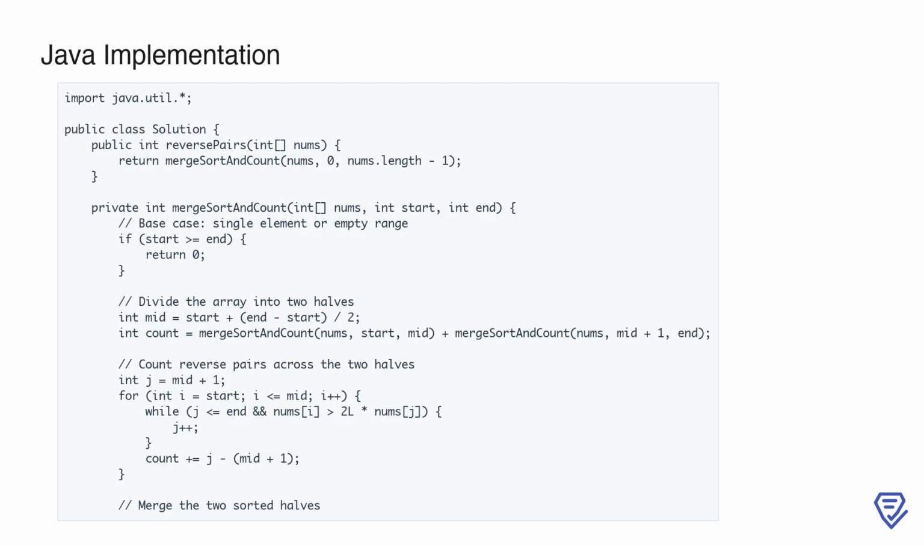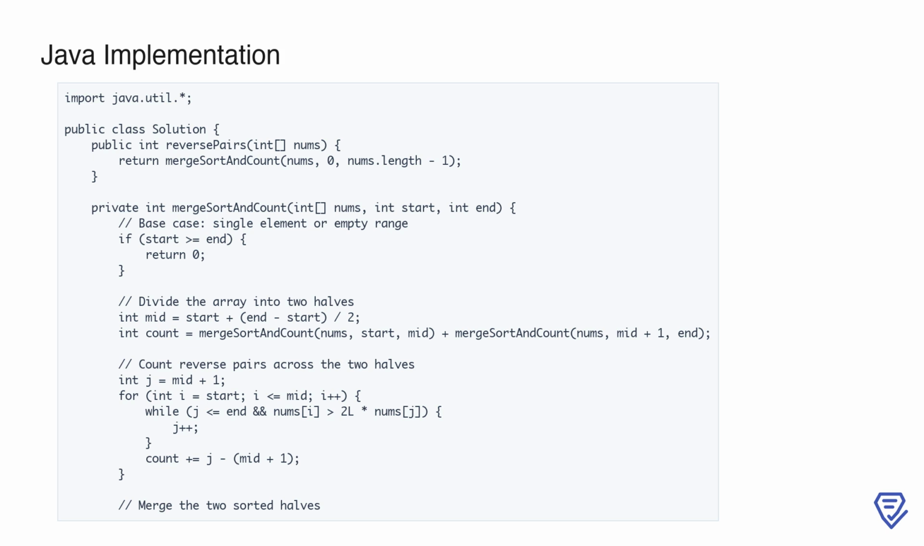In this implementation, we are solving the reverse pairs problem using a modified merge sort approach. The main method, reversePairs, takes an array of integers and calls the helper method mergeSortAndCount, passing the array along with the start and end indices. Within mergeSortAndCount, we first handle the base case where the subarray has one or no elements by simply returning 0, as there are no reverse pairs in such a range. Next, we calculate the midpoint to divide the array into two halves.